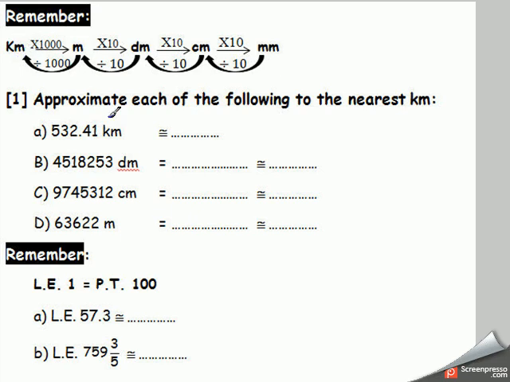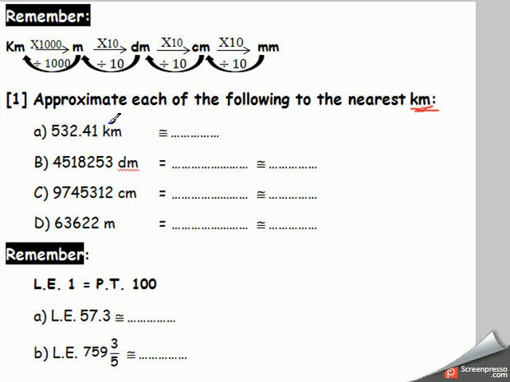Let's go. The first example: approximate each of the following to the nearest kilometer. Nearest kilometer means the nearest unit if the unit of the number is kilometer. If the unit of the number is decimeter or centimeter or meter, as the first step, I should convert it to kilometer first. After that, I should approximate to the nearest unit.